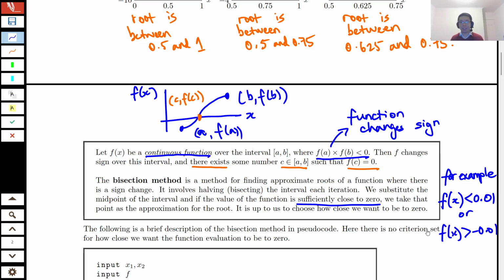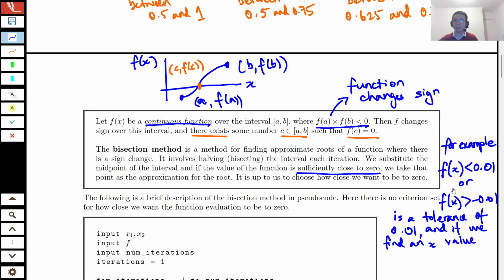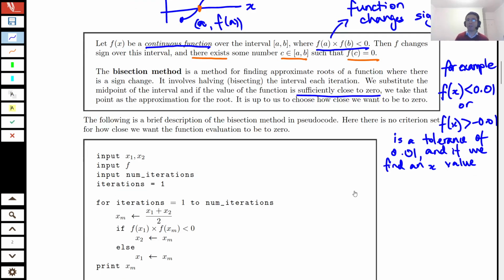So either you specify the number of iterations or you say maybe I'm this close. There's nothing special about the number 0.01. I can get as close as I want to. It just means I might need to run my computer program for longer. So this is what we would call a tolerance, a tolerance of 0.01. And if we find an x value using the bisection method, then this becomes our approximation for the root.